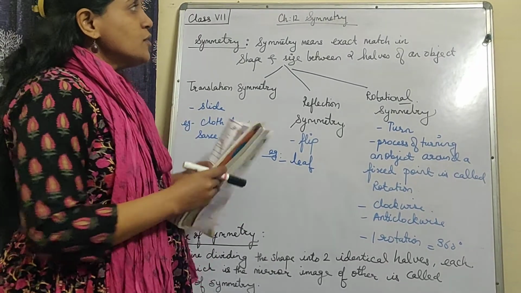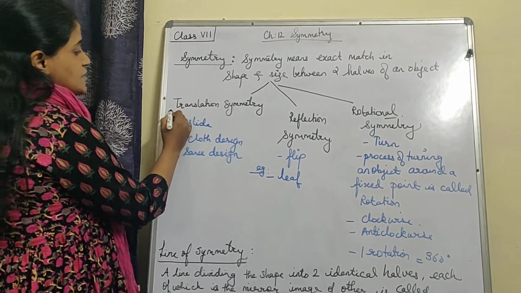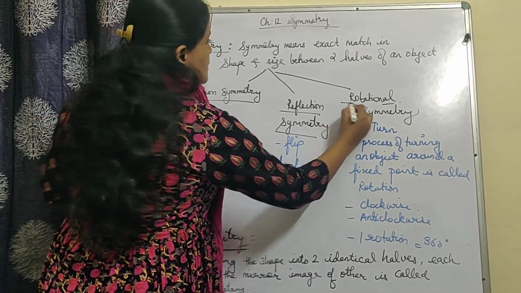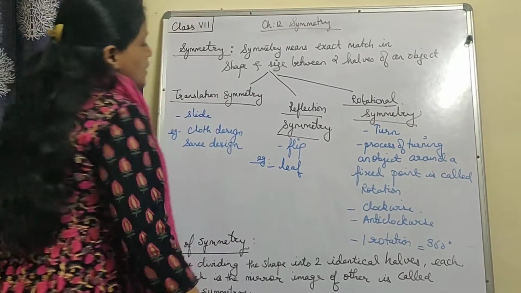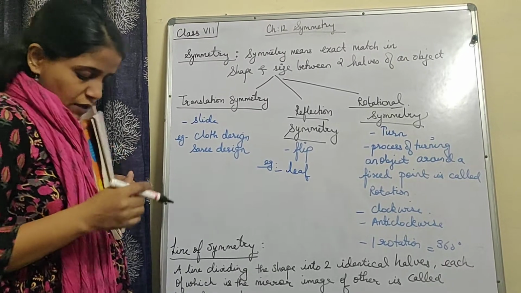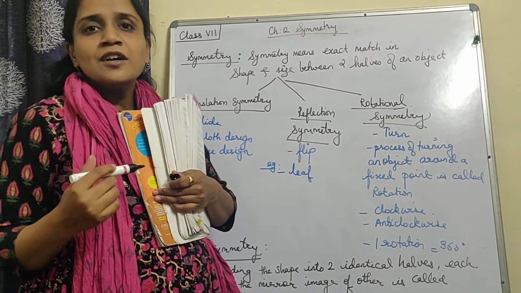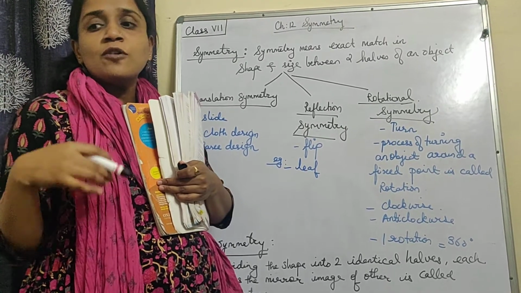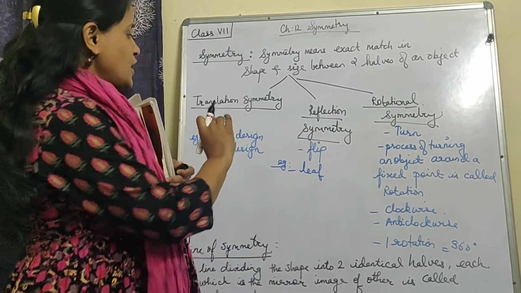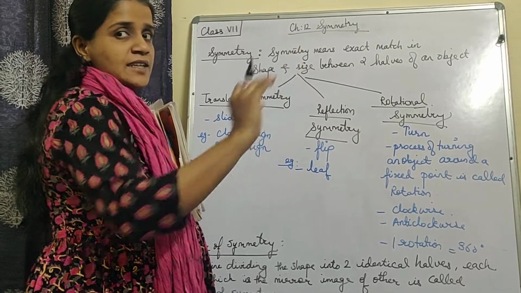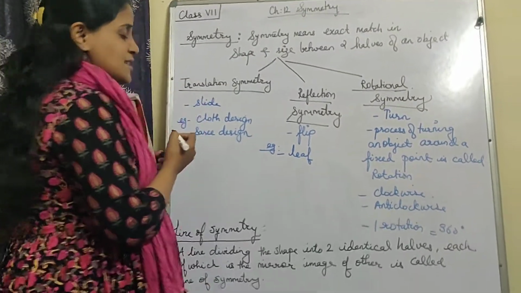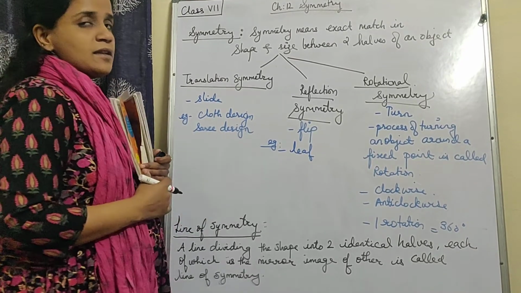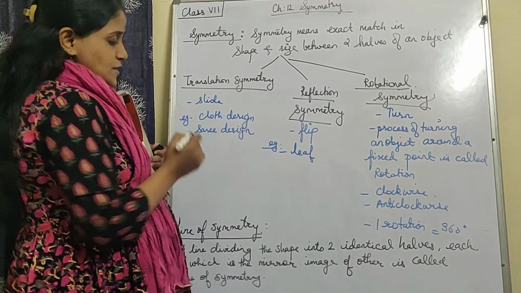In this chapter we are going to learn about translation symmetry, reflection symmetry, and the third is rotational symmetry. Now what is translation symmetry? Have you ever seen a sari border or a print on a cloth or your bed sheet? The sliding design, side by side design, is called translation symmetry. Side by side pattern is called translation symmetry.